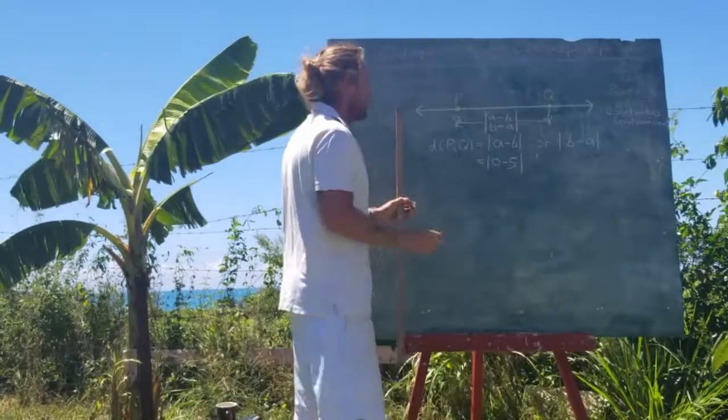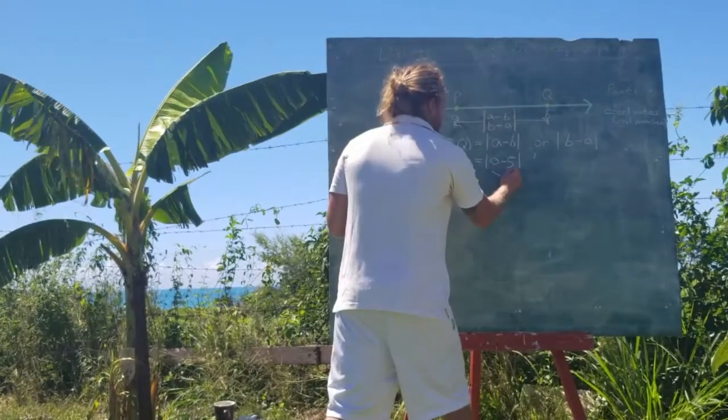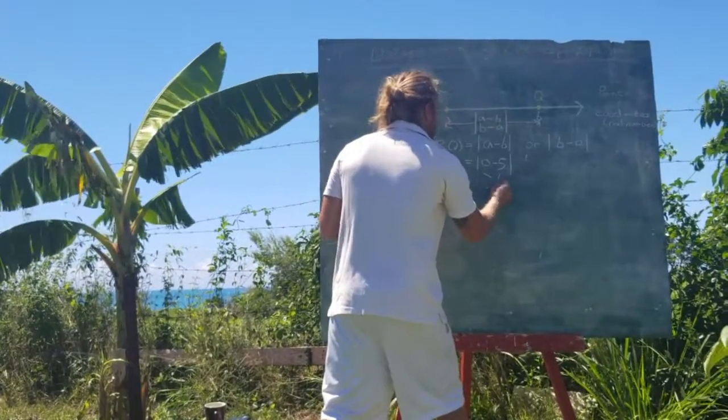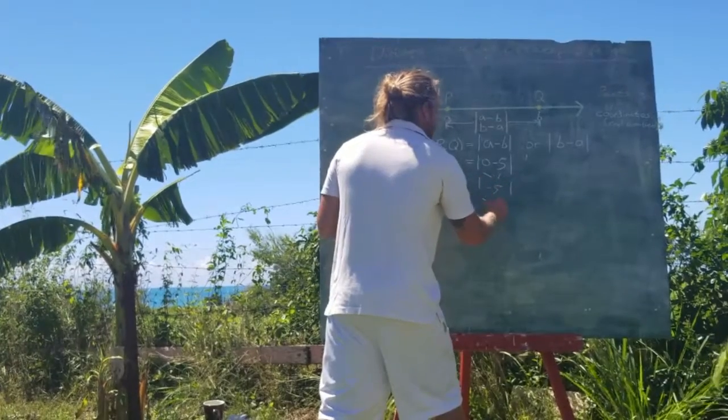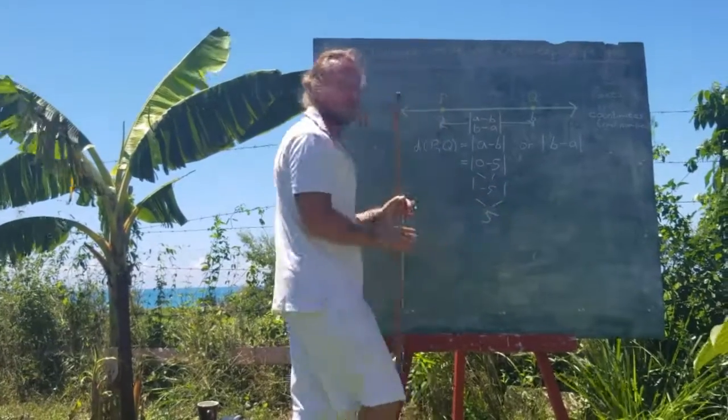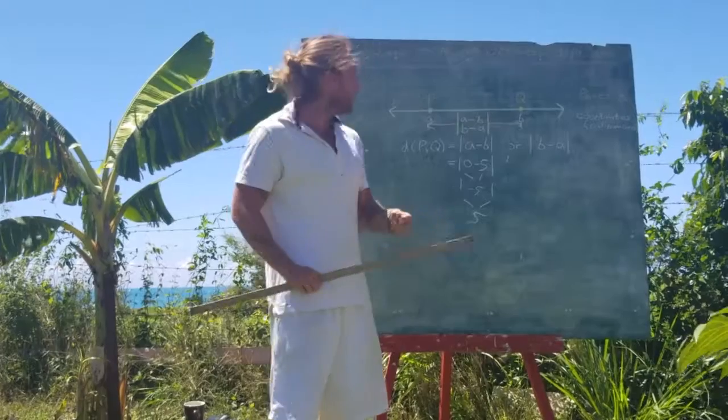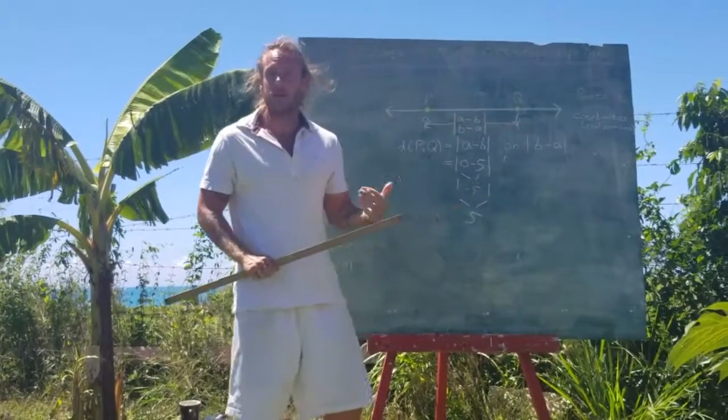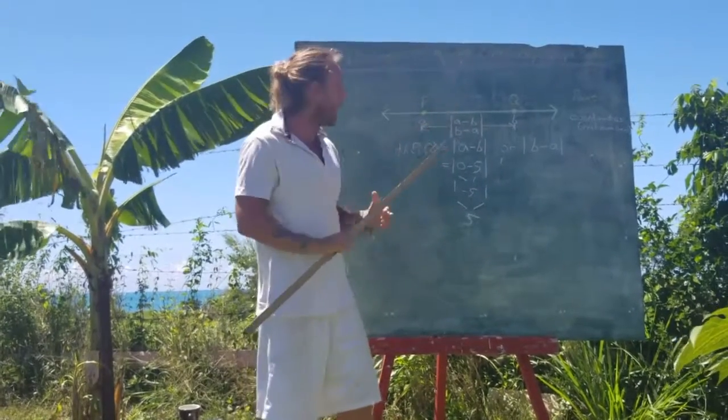Well, let's see what that turns out to be. 0 minus 5 is, of course, negative 5. The absolute value of negative 5 is 5. Hey, that turned out pretty well. That's exactly what we said intuitively our distance should be, from 0 to 5.